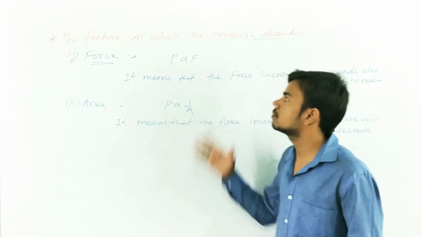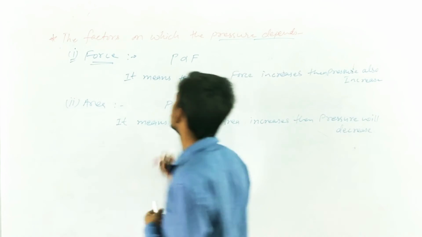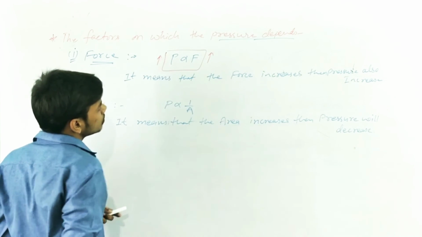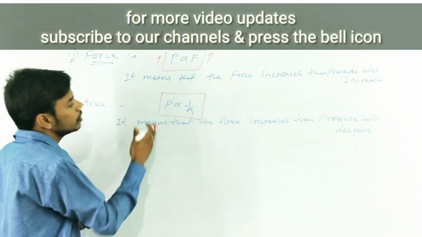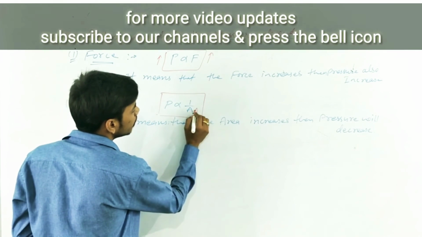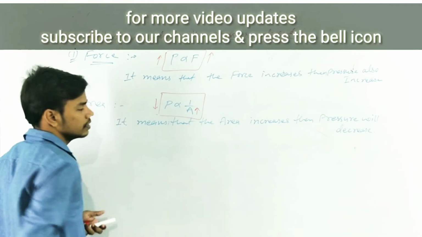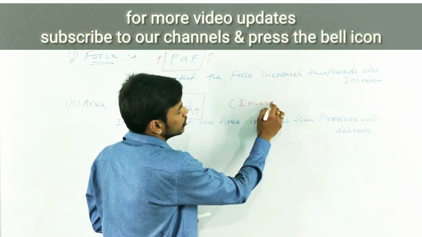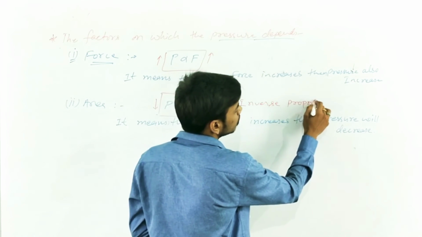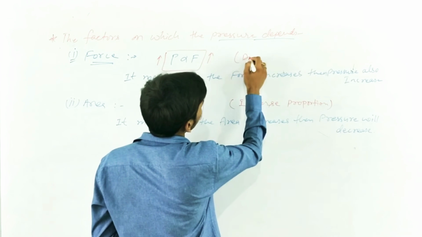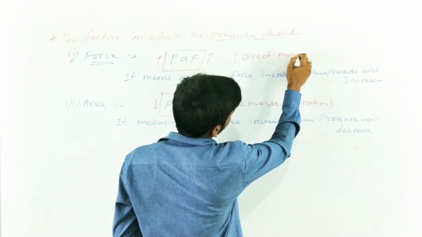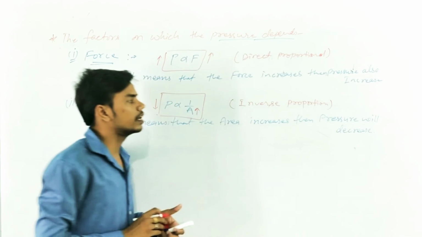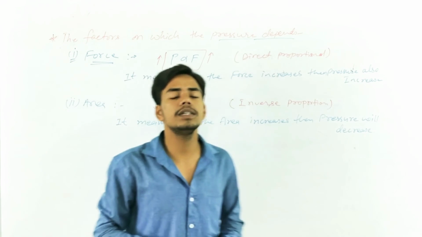Okay guys, so these are the factors on which the pressure depends. You can write it as P directly proportional to F. So if F increases, then P also increases. And in terms of area, you can write P inversely proportional to area. So if the area increases, then pressure will decrease. This is the case of inverse proportion, and that is the case of direct proportion. Further, you can ask your maths teacher what direct proportion and inverse proportion are. It has to be studied in maths.